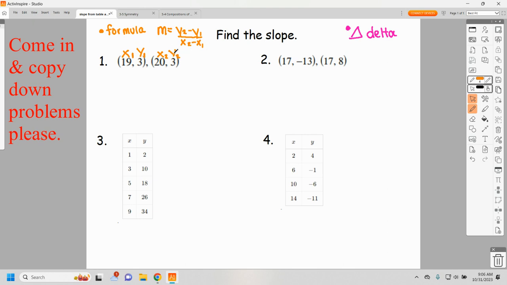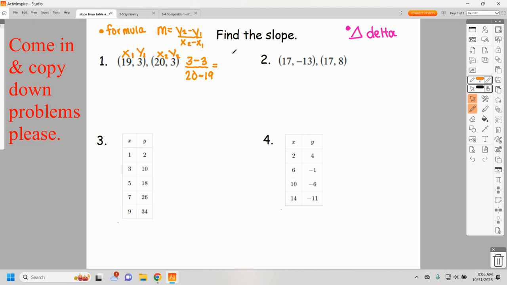Then all you're going to do is plug the numbers into the formula. So y sub 2 comes first on the formula, so I'm going to put a 3. Minus y sub 1 comes next, so I'm going to put a 3. x sub 2 comes first on the bottom, so I'm going to put a 20. Minus x sub 1 is 19. And then you simply either solve them by subtracting in your head or use a calculator. If it's got negatives involved and you want to use a calculator, that's fine.